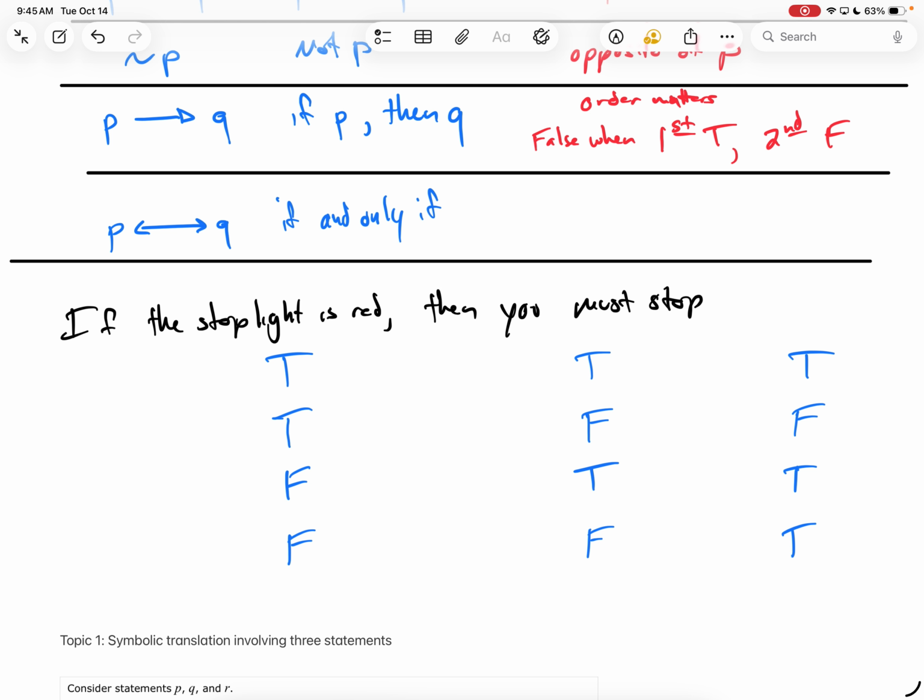So the first is true and the second is false. Like I said, kind of a terrible example, but it's the one that's always in my head. I don't know why.